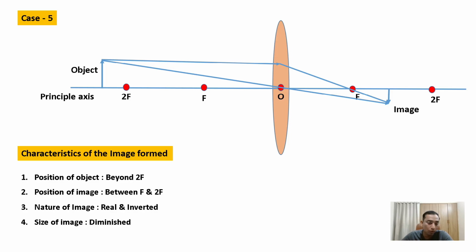In this case, we may want to call the image size diminished, because the point where both the refracted rays are meeting is slightly below the principal axis. So the height of the image is small, so we will call it only a diminished image. The image is formed between f and 2f.